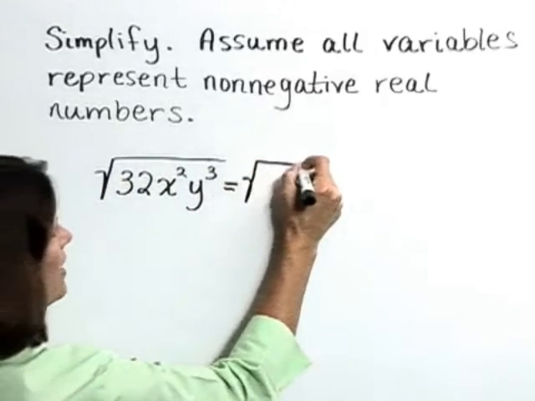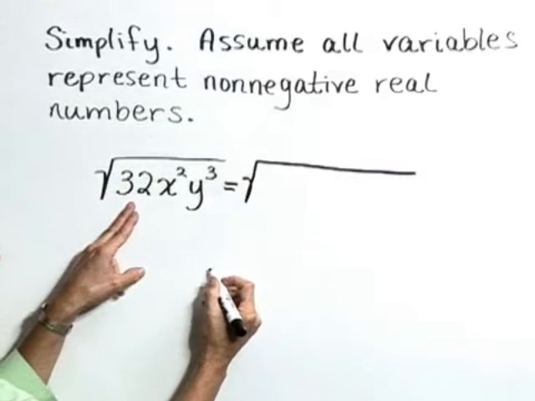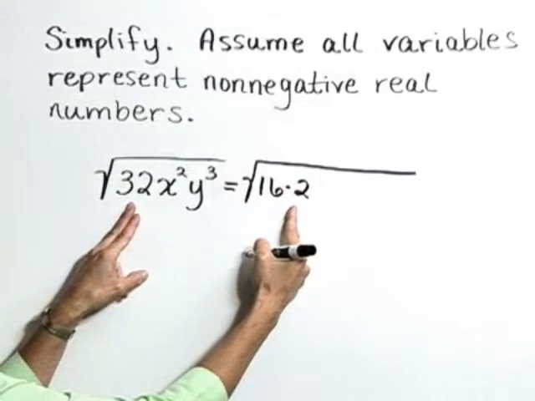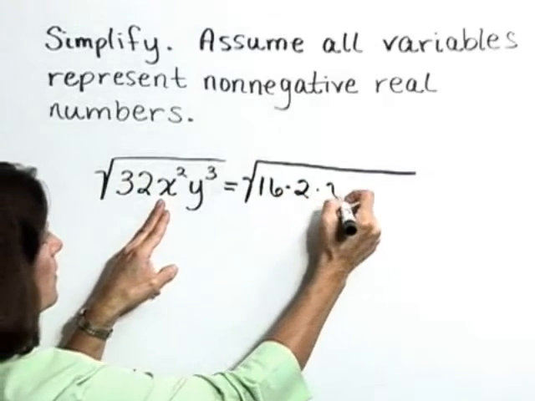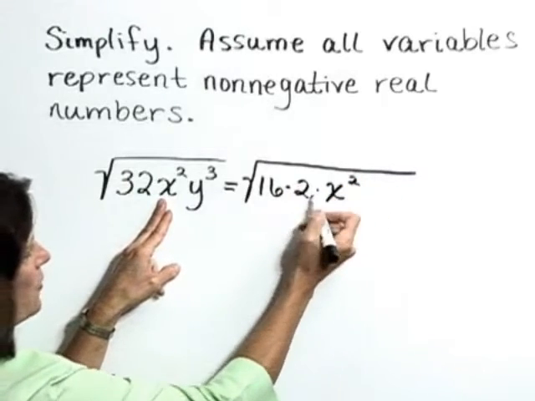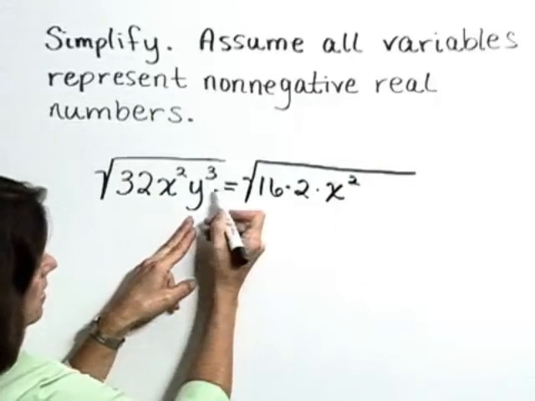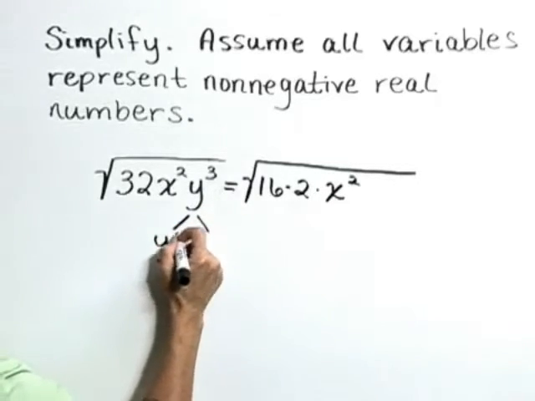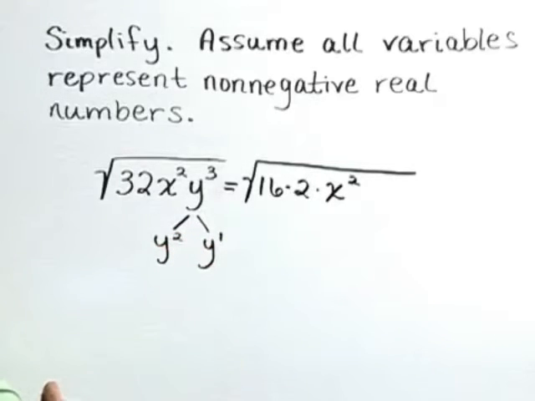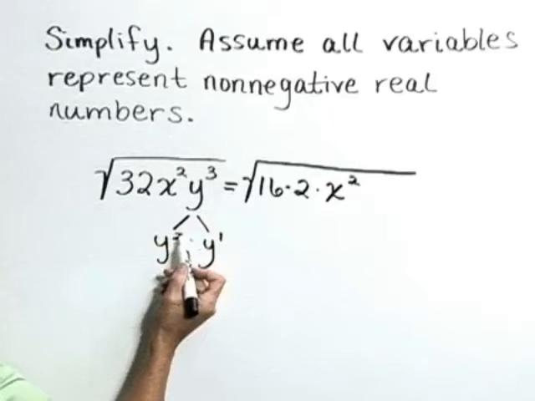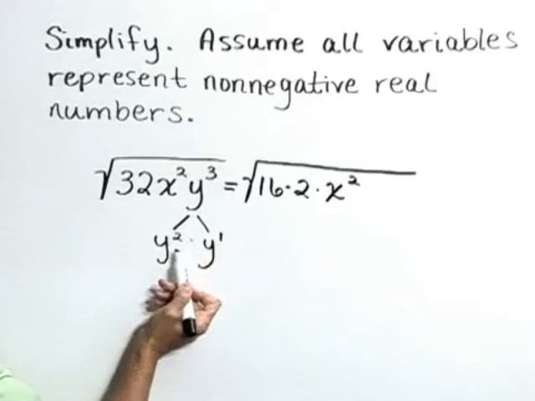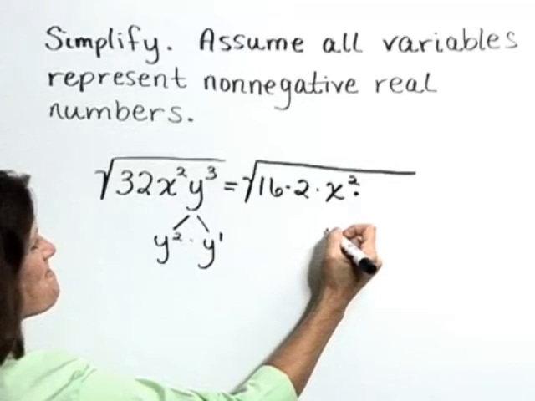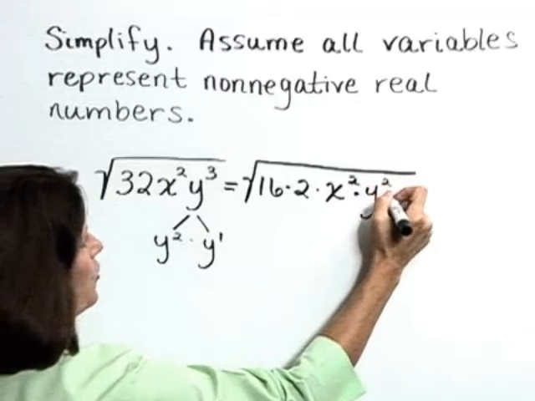32 has a perfect square factor of 16. So we can write that 32 as 16 times 2. X squared itself is a perfect square factor. We can take the square root of it. Now, as far as this y to the third, let's think of that y to the third as y squared times y to the first in pieces, so that one part of that we can, in fact, take the square root of. So that y to the third becomes a y squared times y.